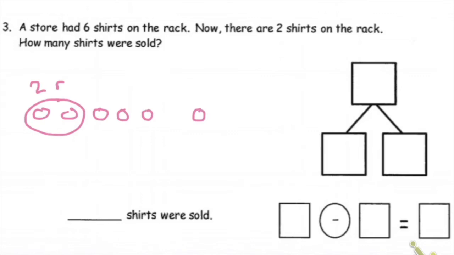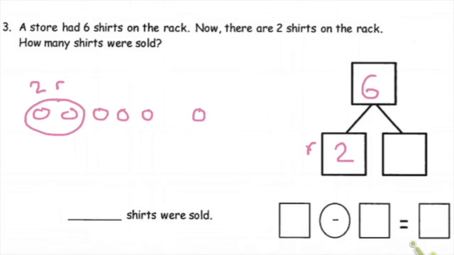Well, let's stop real quick before we solve that problem, and let's fill out what we know in our number bond. We know that there were 6 shirts on the rack. Those are what we have. It didn't say any more. It didn't say how many more, anything like that. So we know that that is our whole. Then it says, now there are 2 shirts on the rack. So we know that these 2 shirts are on the rack. So we can write our part in the number bond.